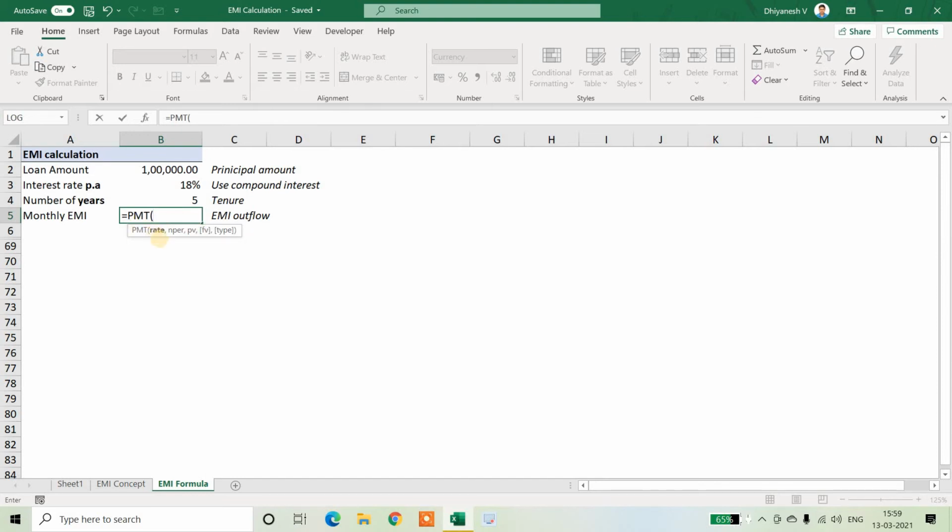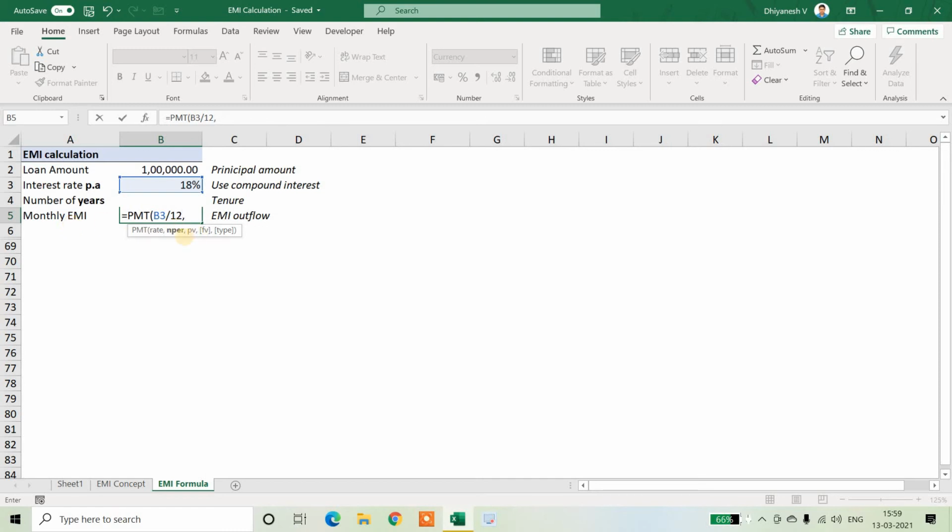So if I type PMT, the first argument is rate. So the rate indicates the interest rate. So here this is the interest rate, 18%. That's certain, but it is per annum. But what we are going to find out is the per month outflow. Therefore, we have to divide the rate by 12. So this is because you are working back to a monthly interest rate. So 18 divided by 12 would be 1.5% per month.